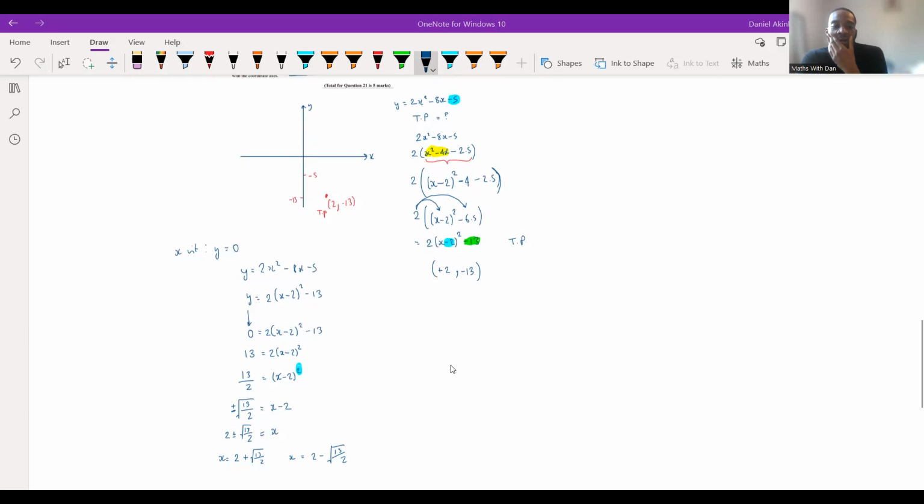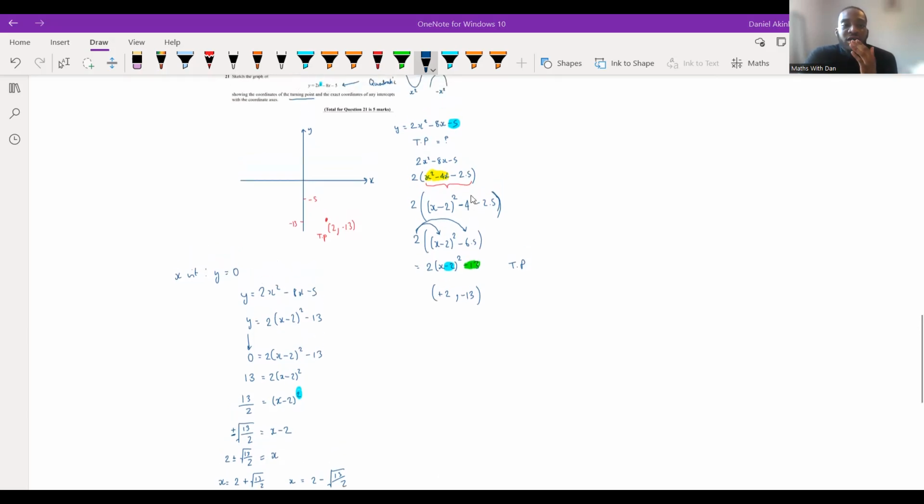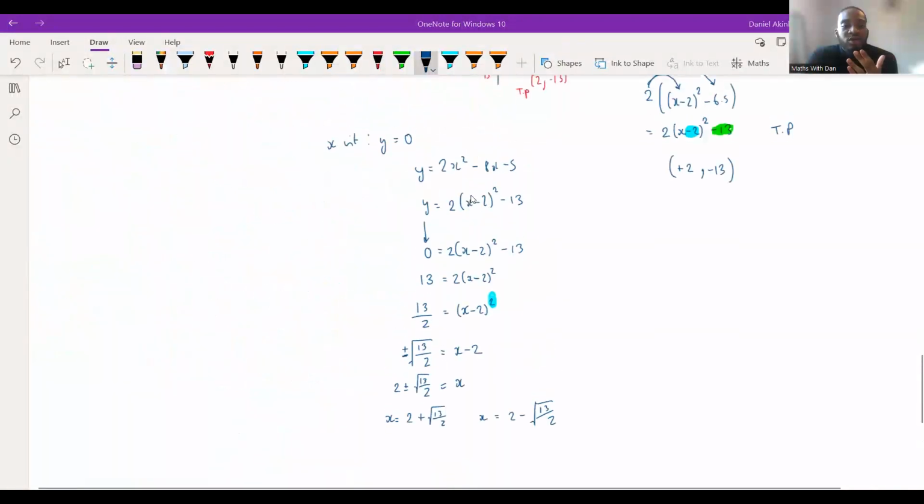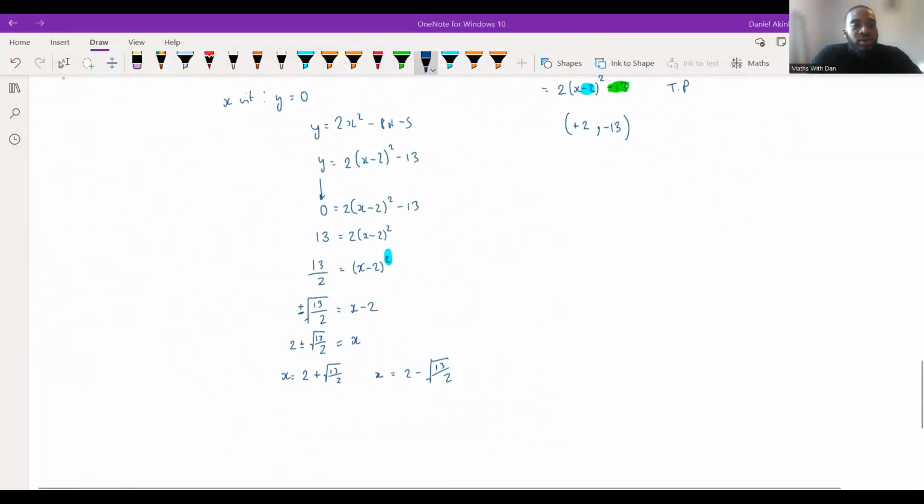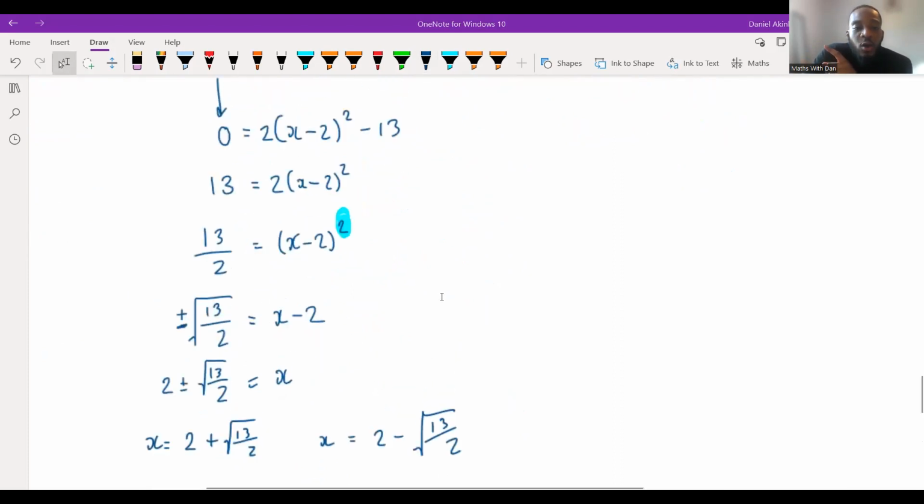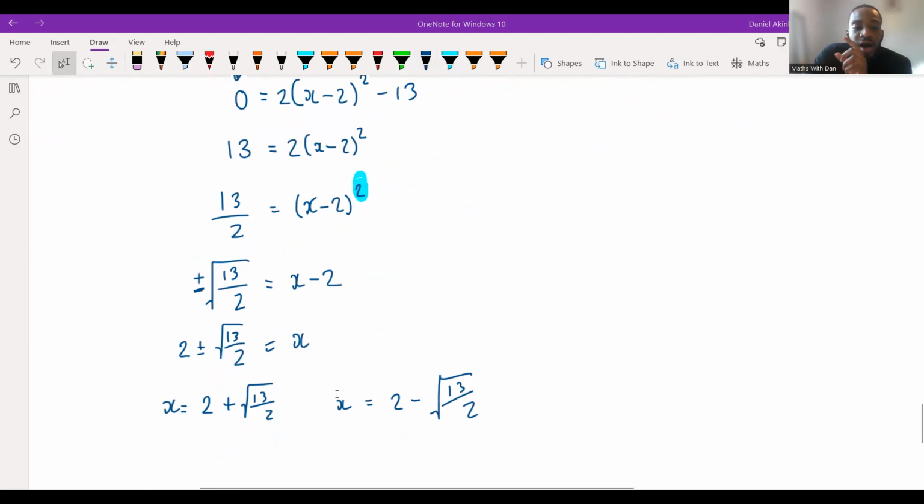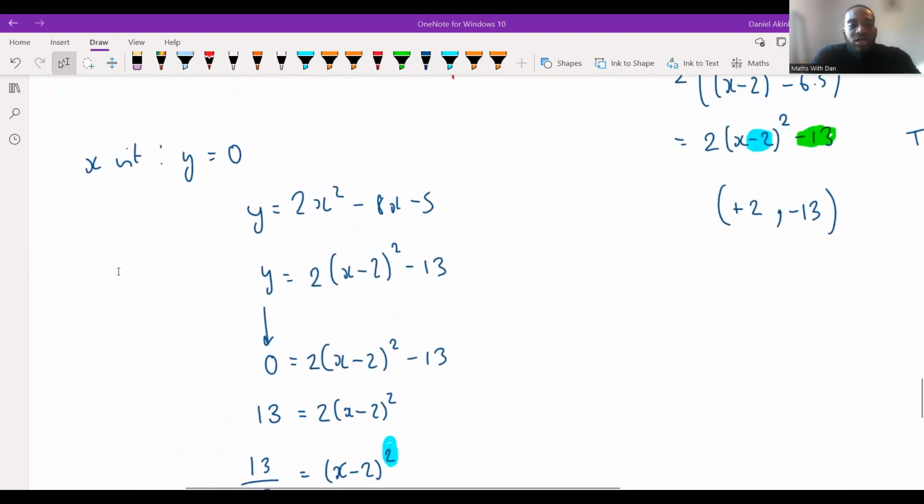Okay, cool. So then, remember, the question asks us to figure out the intercepts. We now know them. The 2 intercepts are at x equals 2 plus the square root of 13 over 2 and x equals 2 minus the square root of 13 over 2. So the part we're finding are the parts of the graph which cross through the x-axis. Because remember, we set y equal to 0. The x-intercept is where y is equal to 0.